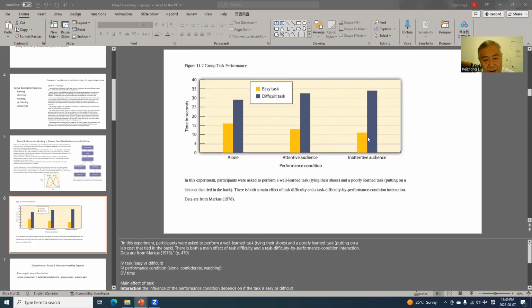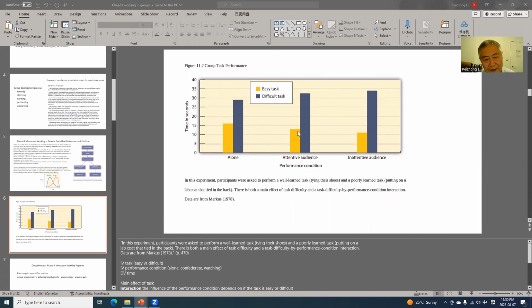For the easy tasks, there seems to be a social facilitation. The dependent variable is how fast you complete the task. The shorter the time in seconds, the faster your performance. The easy task is tie your shoes. How many seconds does it take for you to tie your shoes? That's easy. While you're doing it alone, your time is a little bit longer than when there are other people around. The difference is not too much, but there's a difference.